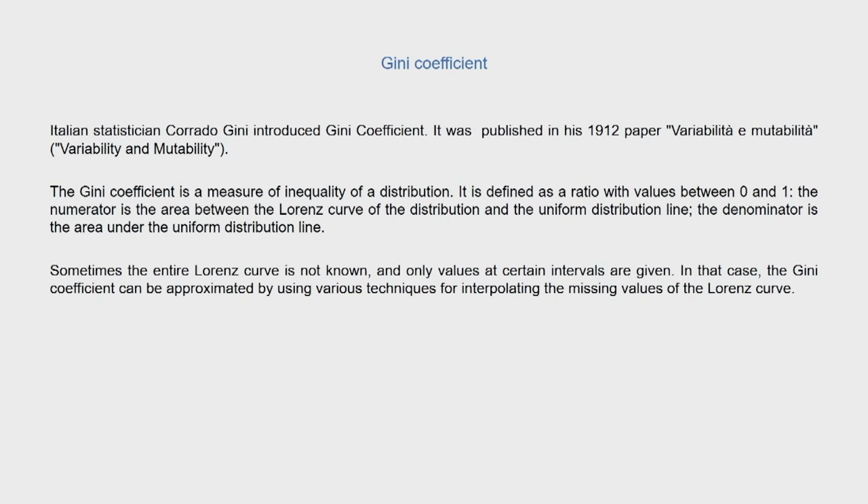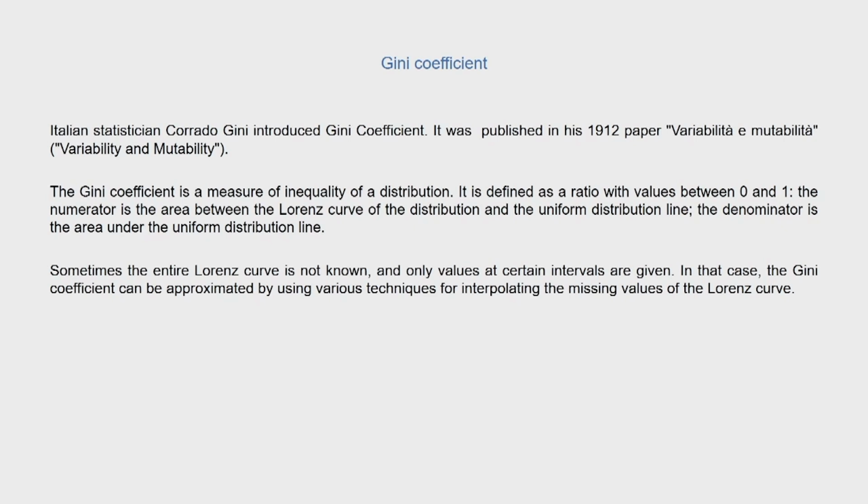It is a measure of inequality of a distribution, and it is defined as a ratio with values between 0 and 1. The numerator is the area between the Lorenz curve of the distribution and the uniform distribution line. The denominator is the area under the uniform distribution line. Sometimes when the entire Lorenz curve is not known and only values at certain intervals are given, the Gini coefficient can be approximated by using various techniques for interpolating the missing values of the Lorenz curve.